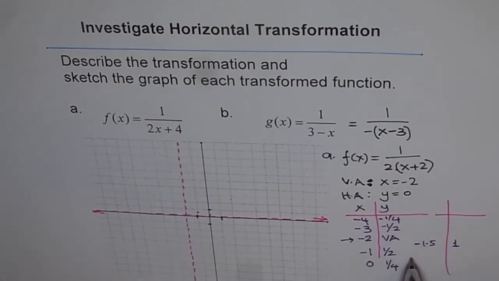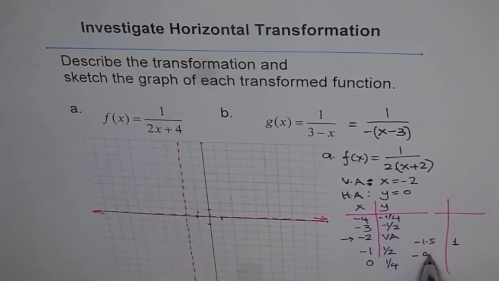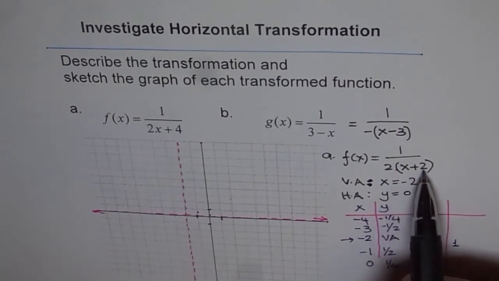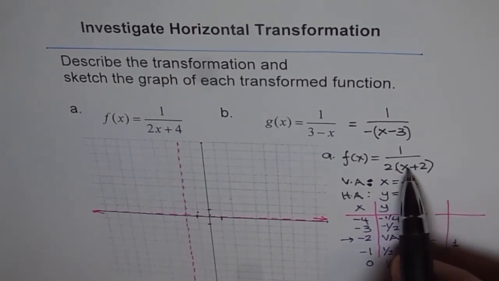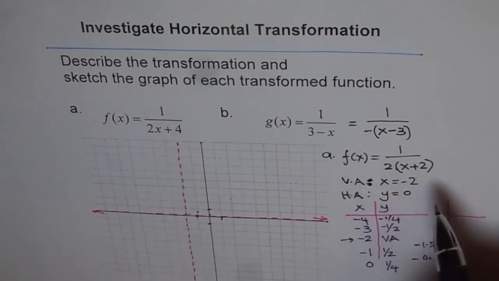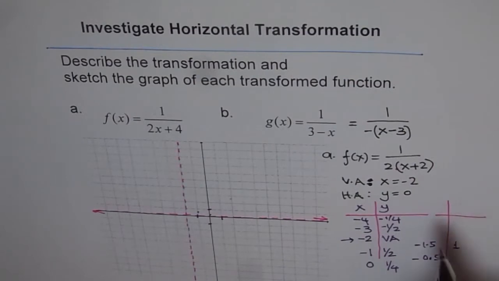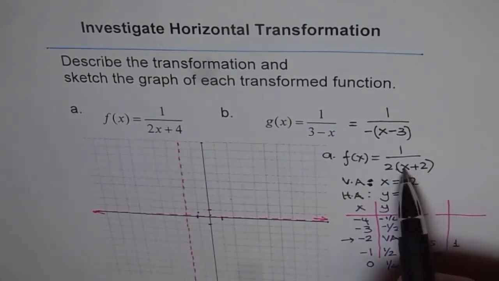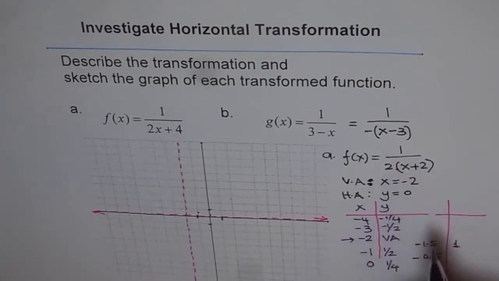Now let me take minus 0.5. So when you take 0.5, it is 1.5 times 2. So use your calculator to get all these values. That is my suggestion, right? So 1.5 times 2 is 3, so it's 1 over 6.